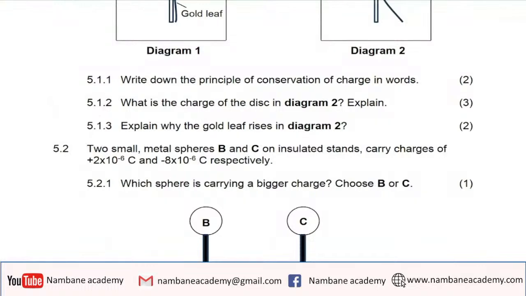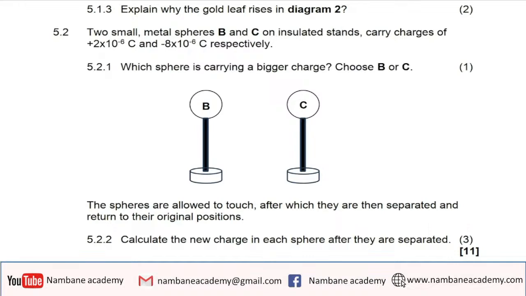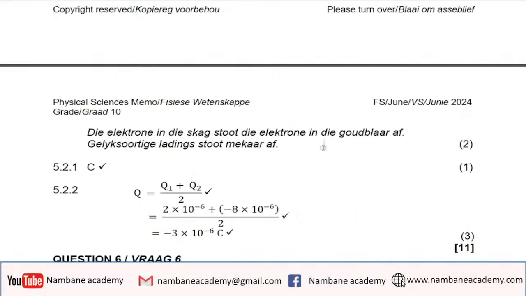next question, it is about the charges now. Now the 2 small metal spheres B and C on an insulated stand carry a charge of positive 2 multiplied by 10 to the power minus 6 coulombs and 8 multiplied by 10 to the power minus 6 coulombs respectively. Which sphere is carrying a bigger charge, B or C? The answer should be C. We didn't say they should support their answer, but basically we could have said that. So it is all about the quantization of charge. 1 mark for that one.